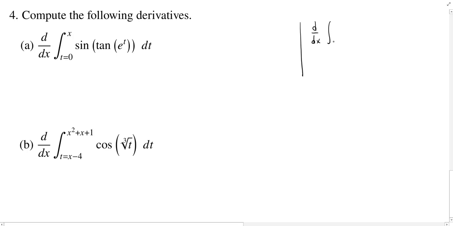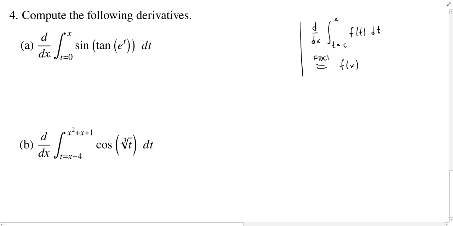All right, so recall the first fundamental theorem of calculus tells us that if we take the derivative of an integral from some starting point to x of, say, f of t dt, then the first fundamental theorem of calculus says that this is just equal to f of x. So this first problem is exactly in this form.